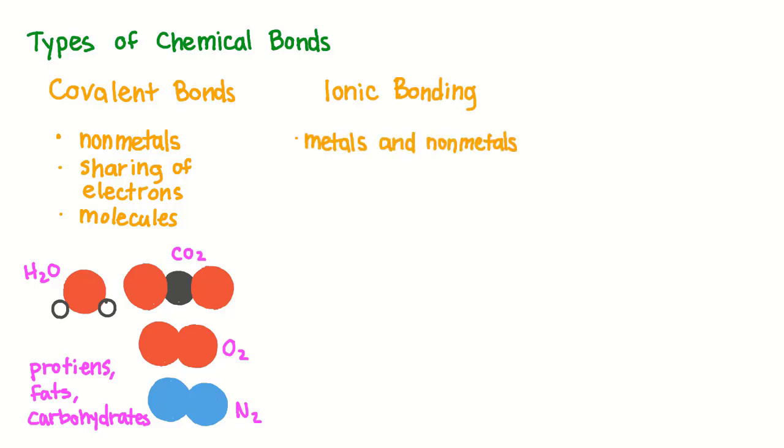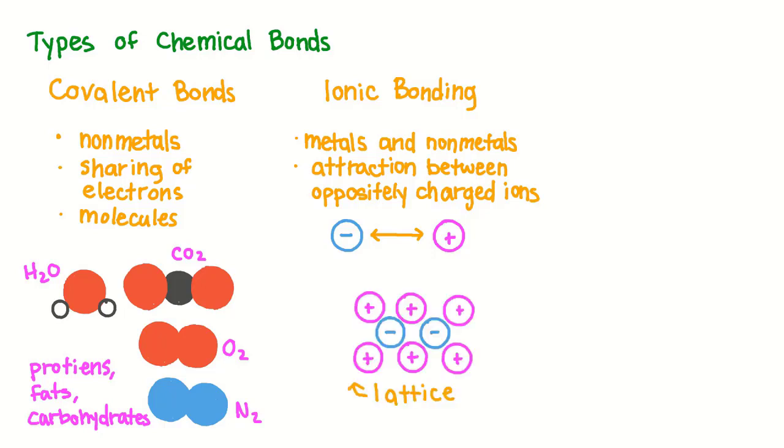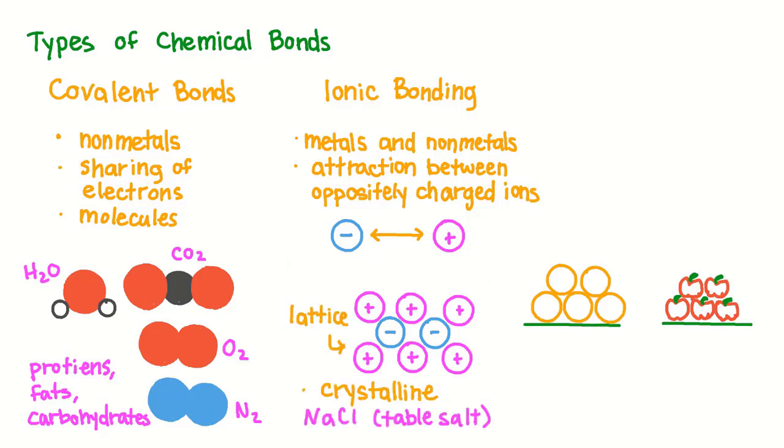This type of bonding generally occurs between metals and nonmetals. Ionic bonding is caused by an electrostatic attraction between oppositely charged ions. At the atomic level, these electrostatic attractions cause the ions to be arranged in a very orderly and repeating pattern that we call a lattice, which you can visualize like fruit that's nicely stacked up at the store. At the macroscopic level, compounds with ionic bonds usually form solids that are crystalline, like we see with NaCl, which you have at your house as table salt.